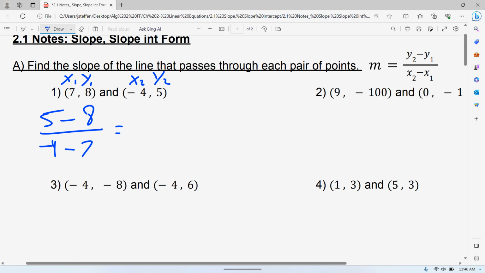I've had some people use the 5 for their y2, and then for their x2 they use the 7. You can't do that. You have to stay consistent. Your x2 has to stay with your y2, your x1 is your y1, and negative 4 minus 7 is not 3.